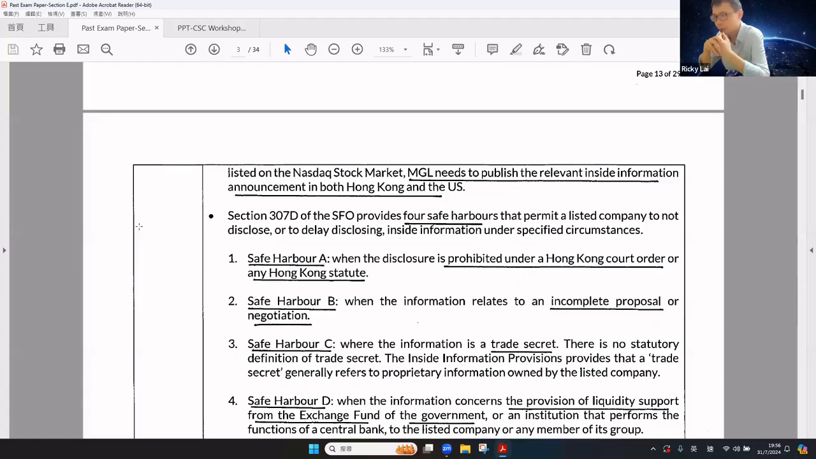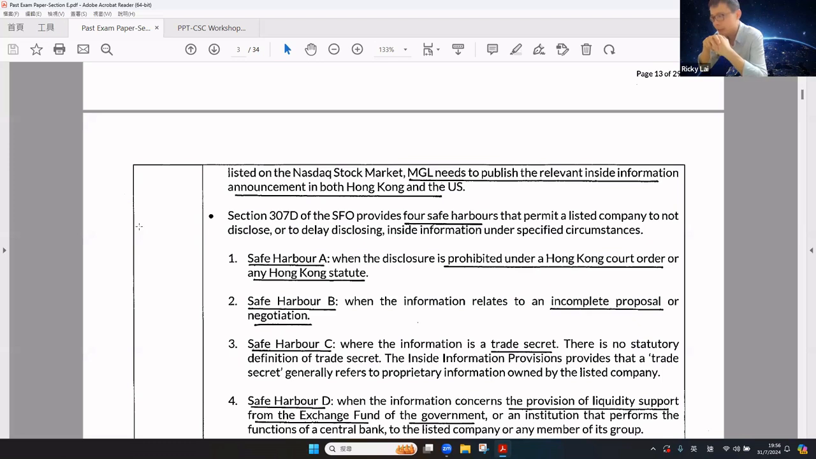Apart from disclosure requirements, please also take a look at the safe harbor under section 307D of the SFO, which permits a company to not disclose or to delay disclosing inside information. There are 4 safe harbors. You must memorize every safe harbor. One is safe harbor A, when the disclosure is prohibited under a Hong Kong court order or any Hong Kong statute.